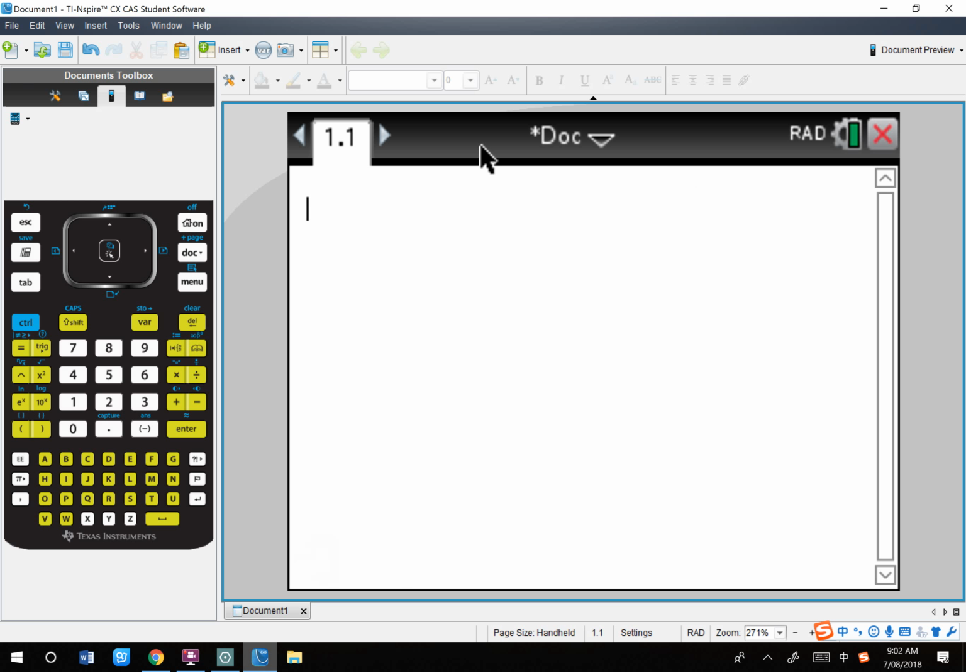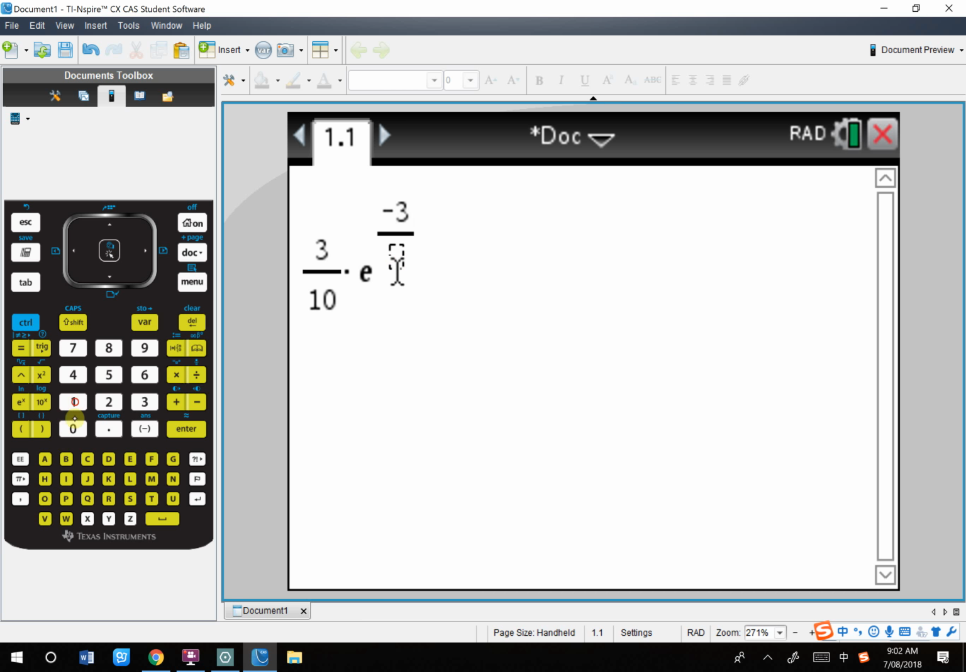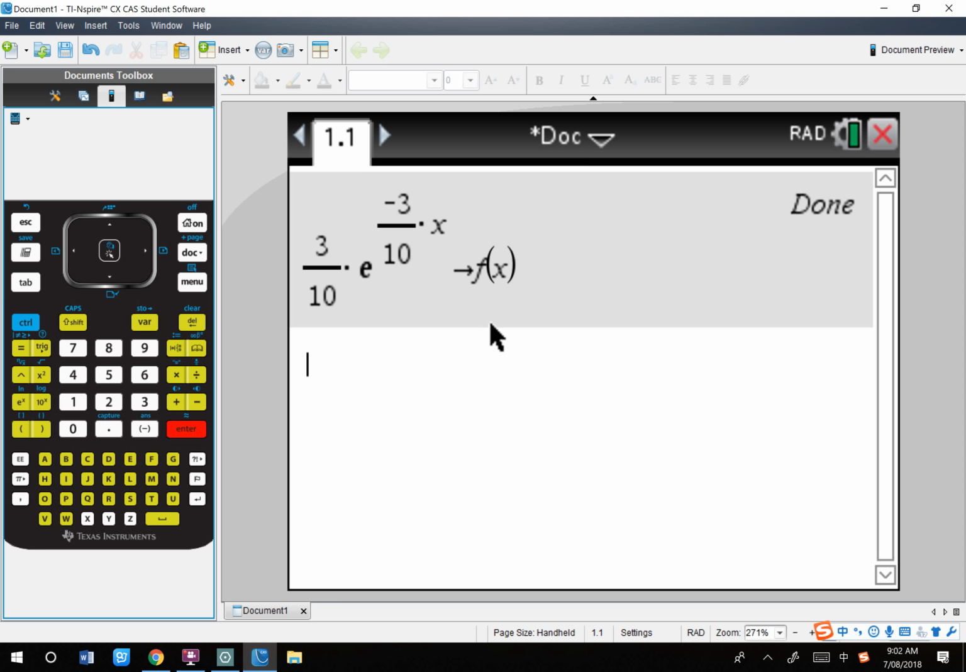When I do this type of question, I like to define the function. Because my calculator mode is in auto mode, I will put that into fraction form: negative 3 over 10, times x, e to the power of negative 0.3x. Control VAR, I save that as fx. Define that.